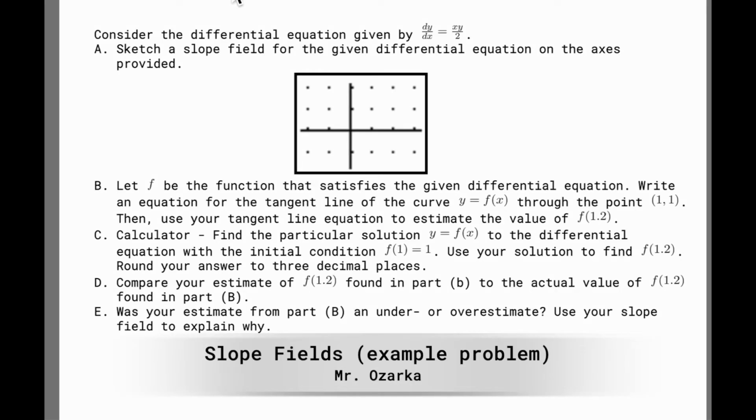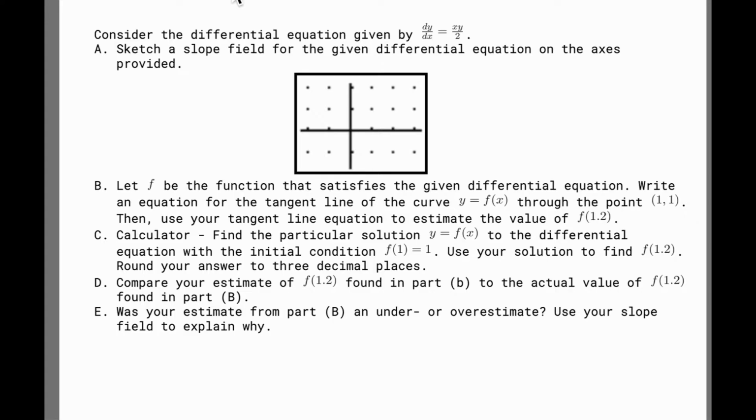Alright, so this is going to be a video that's basically a breakdown of a slope fields example problem, and it's multifaceted, so hopefully it will help you get an understanding of slope fields and the type of problems that you should be able to figure out and solve.